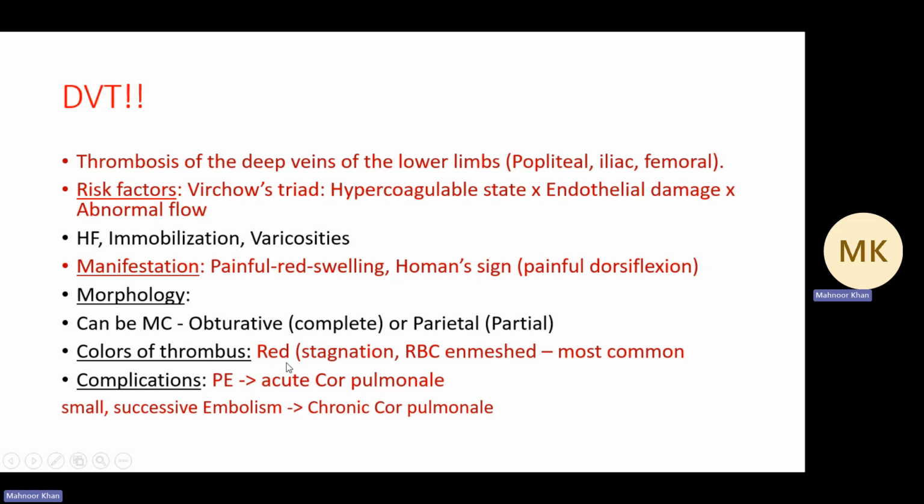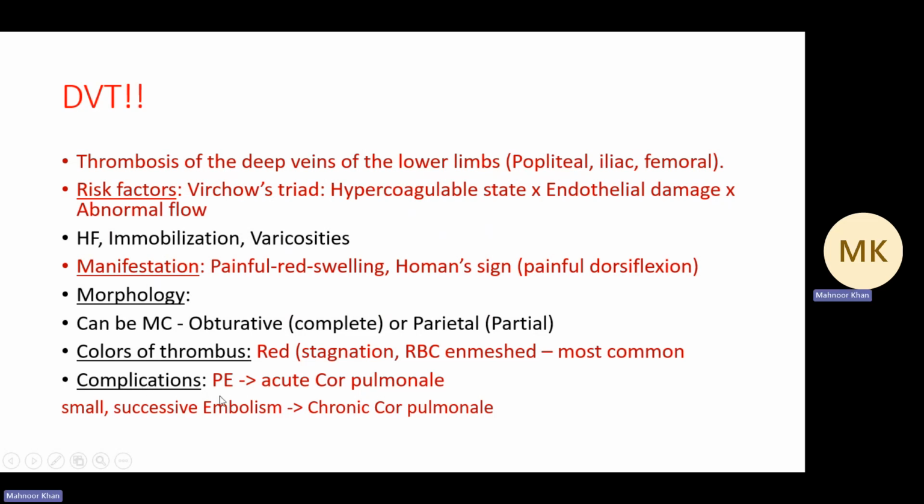Because it is a venous thrombosis, we expect it to be red due to stagnation of the blood and RBCs enmeshed most commonly. So we expect red thrombi in DVT, and the presentation can be obturative, which is complete, or parietal, partial thrombosis or closure of the vessel.